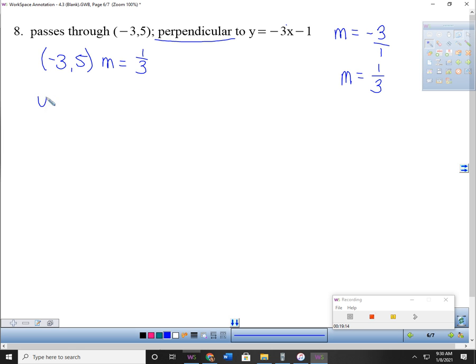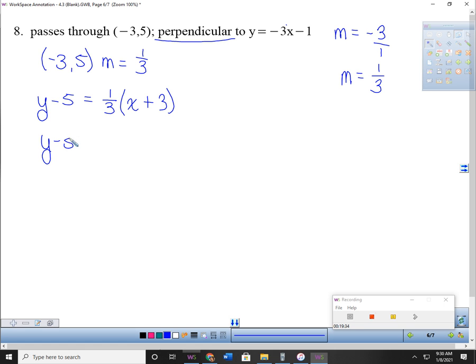And use my point slope form. So y minus 5 is equal to 1/3 times x. And then I know I'm going to have that double negative, so I'm going to change it to a +3. And then I'm going to distribute and move the 5.